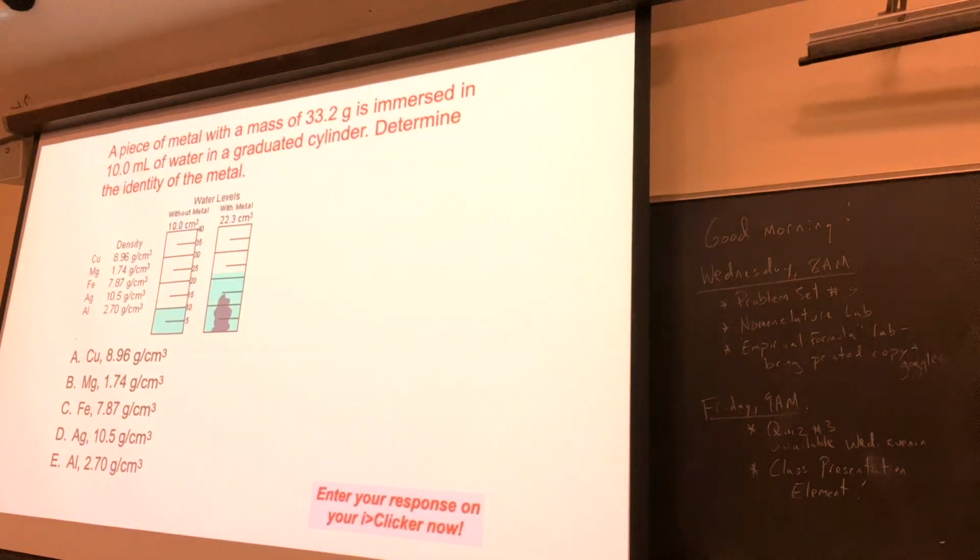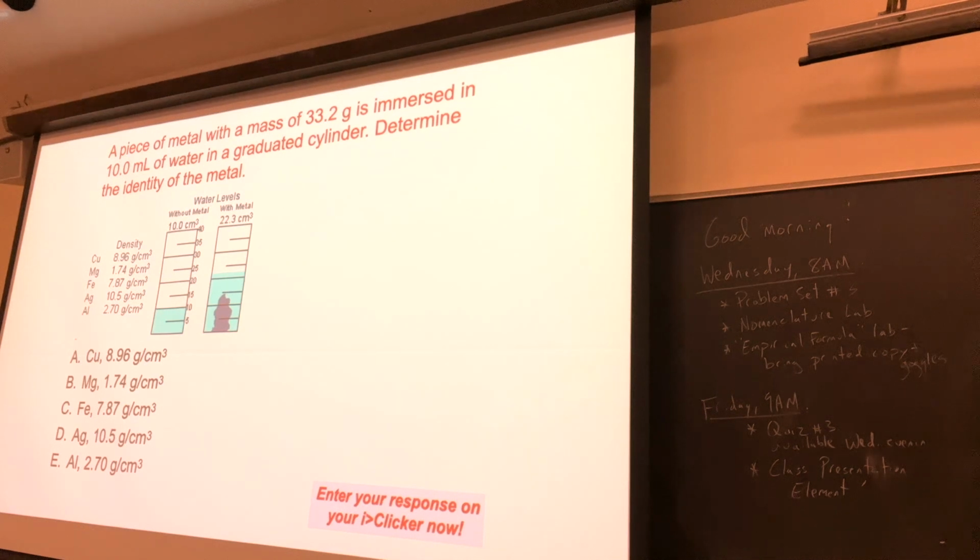So here's the first sample question, all right? This might look familiar to something we talked about before, but the goal here is we're trying to figure out which metal is our unknown. To figure that out, you can see here a graduated cylinder like we used in the density lab. We started with 10 centimeters cubed of water, and we put this piece of metal in, and the volume went up to 22.3 centimeters cubed of water. And the mass of the metal is 33.2. See if you can find the identity of this unknown metal.